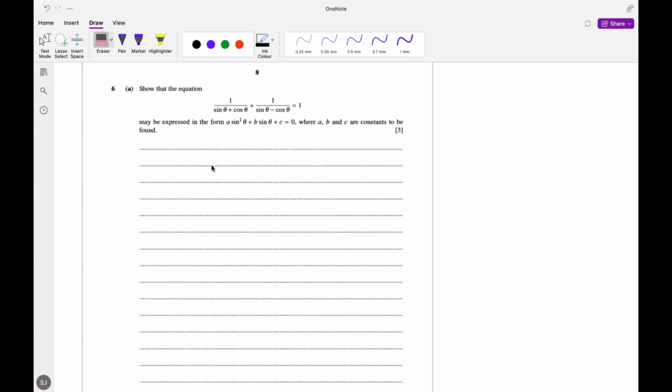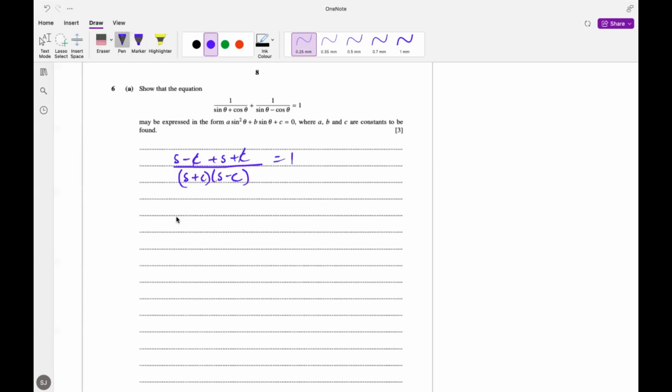In question 6, we have to first show that the equation 1 upon (sine plus cos) plus 1 upon (sine minus cos) equals to 1 can be expressed in the form a sine square plus b sine plus c equals to 0. So in the first step, we'll first take the LCM. The LCM will become (sine plus cos)(sine minus cos). This one will multiply by (sine minus cos), and this one will multiply by (sine plus cos), equals to 1.